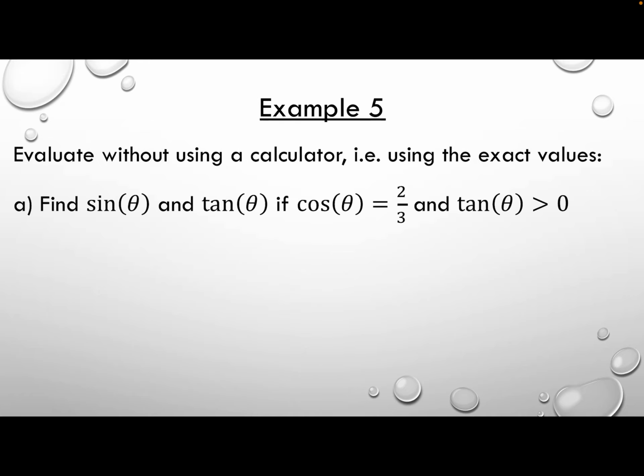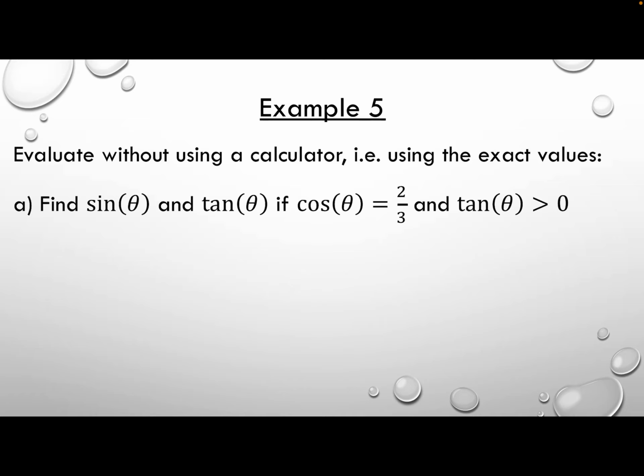Okay, there's one more type of problem I wanted to go over. And this time it's related to this idea of, just like the bell ringer, what happens if we're given a trig function? So in this case, we're given cosine of theta, and we're told to evaluate without using a calculator, using the exact values. So we're given that cosine of theta is equal to 2/3, and we're told tangent of theta is greater than 0. So what does that mean?